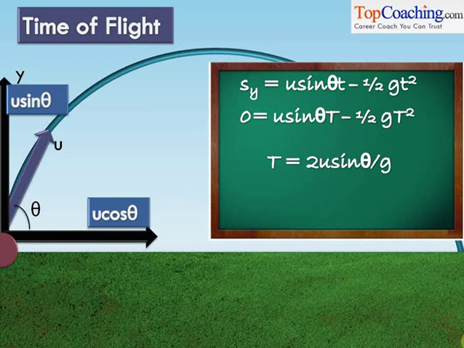This is again an expression that you must remember. The time of flight of a projectile, or the time taken by the projectile which has been projected from the ground to reach the ground again, is 2u sin θ / g. Here u is the velocity with which the projectile is projected, and θ is the angle that the initial velocity of the projectile makes with the x-axis. Understood? So this is an important expression you must remember.